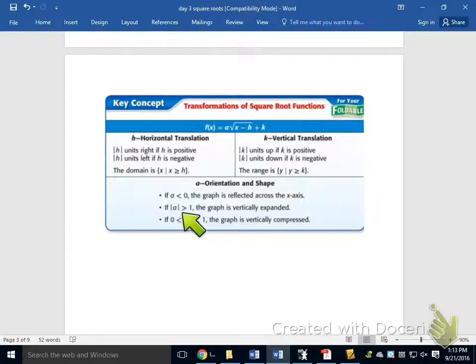If the a is greater than 1, it's vertically expanded, they call it. Vertically stretched is what I've been saying. Those words work well together. If the a is between 0 and 1, it is vertically compressed. Okay, so this is exactly the same rules that we've been following for vertex form, just now it's on square roots.